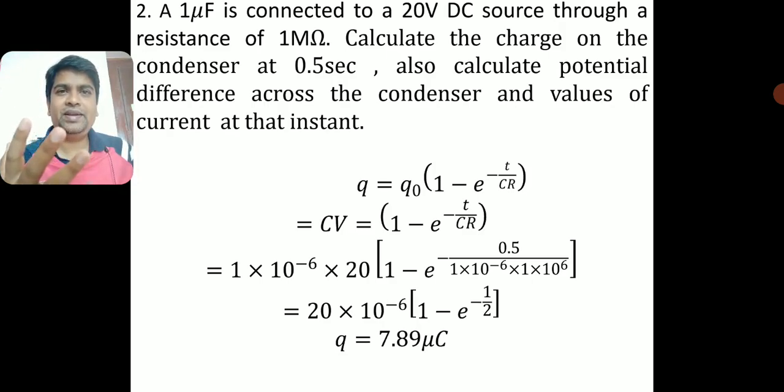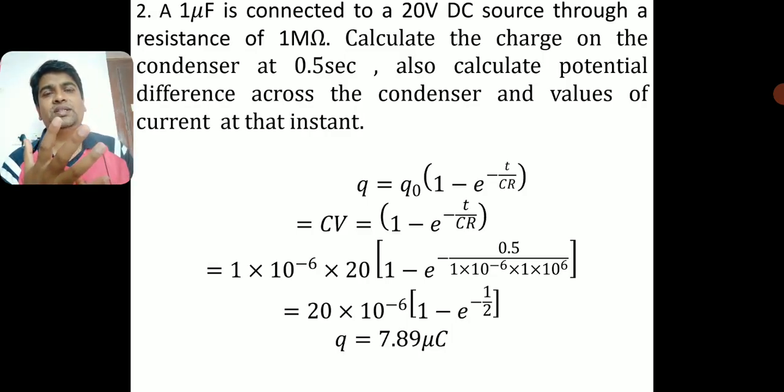We have a battery connected. We have a 20 volts battery which is connected to the CR circuit. So if a battery is connected, it is understood that it is a charging circuit. There are no words saying that it is charging, but the 20 volts battery gives the clue that it is a charging circuit.